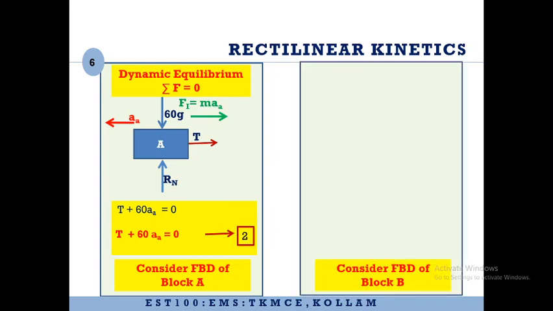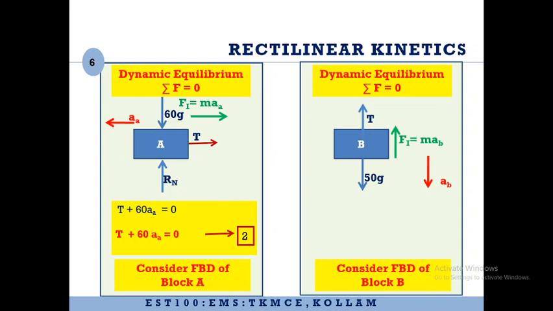Next we consider the free body diagram of block B. For block B, the mass is 50 kilogram, so 50 g will be the weight acting downward. Tension will be acting in the upward direction. Acceleration is in the downward direction. Therefore, inertial force MAB will be acting in the upward direction. Under the action of inertial force, the dynamic equilibrium of block B occurs, and we can write the equation of equilibrium as T plus 50AB equals 50 into 9.81. So T plus 50AB equals 490.5. That will be our equation number 3.